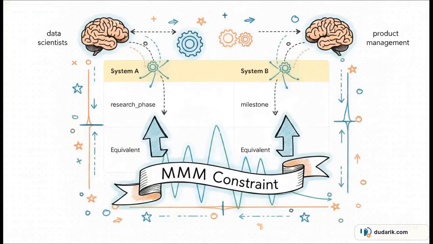Say we have System A, maybe a team of data scientists, and they label a specific node as research phase. Over in System B, the product management team labels their node milestone. In a traditional setup, these two systems have no idea they are talking about the same thing without building a custom translation layer. But look at the MMM constraint.